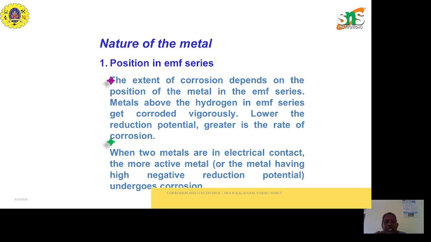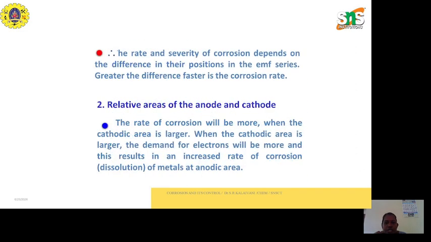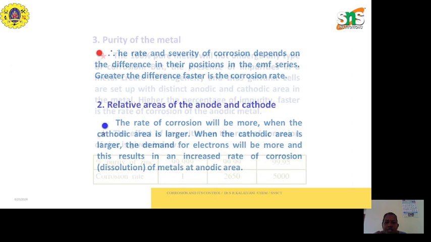Metals above hydrogen in the EMF series get corroded vigorously. Lower the reduction potential, greater is the rate of corrosion. Therefore, the rate and severity of corrosion depend on the difference in their positions in the EMF series. Then relative areas of the anode and the cathode. The rate of corrosion will be more when the cathodic area is larger. When the cathodic area is larger, the demand for electrons will be more and more. This results in an increased rate of corrosion.